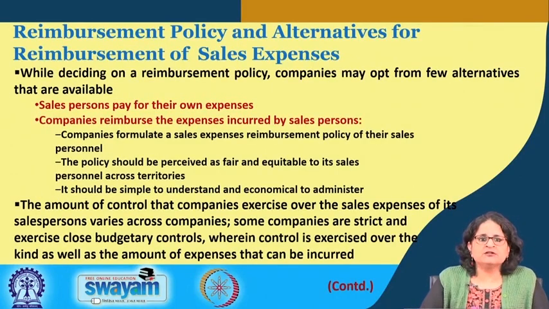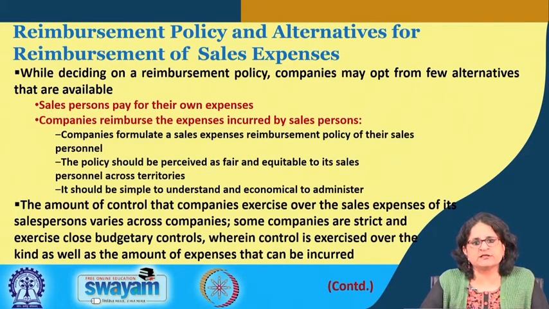Now, coming to the reimbursement policy and alternatives for reimbursements of selling expenses. While deciding on a reimbursement policy, companies may opt from a few alternatives that are available. One alternative is that the salespersons pay for their own expenses, which would mean that the company does not reimburse at all. The second is when companies reimburse the expenses which are incurred by the salespersons, and here this would mean that companies formulate a sales expense reimbursement policy for their sales staff. The policy has to be something which is perceived as fair and equitable to the sales personnel across territories, and it should be simple to understand and very economical to administer.